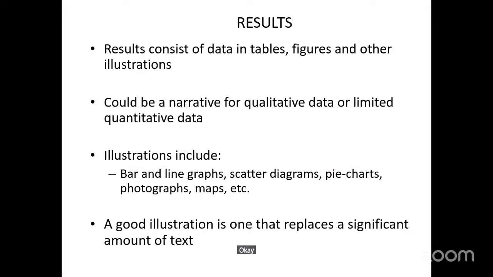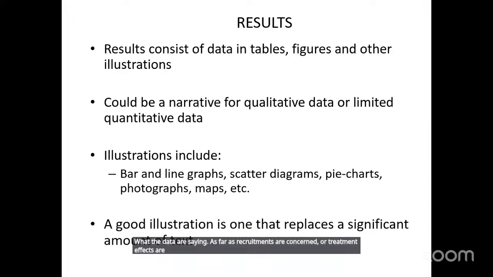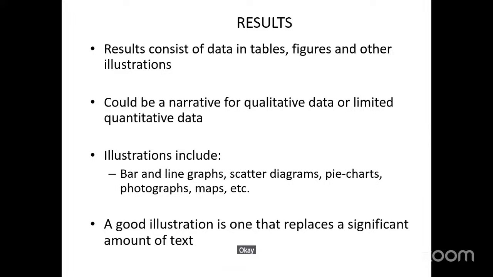Okay, so when we talk about results, we are talking about the tables, figures, and other illustrations along with a narrative story that is saying what the data are saying as far as the treatment effects are concerned. Okay? And as I said earlier, readers prefer the text to numbers. And therefore, numbers should be used as evidence to support what the author is saying.